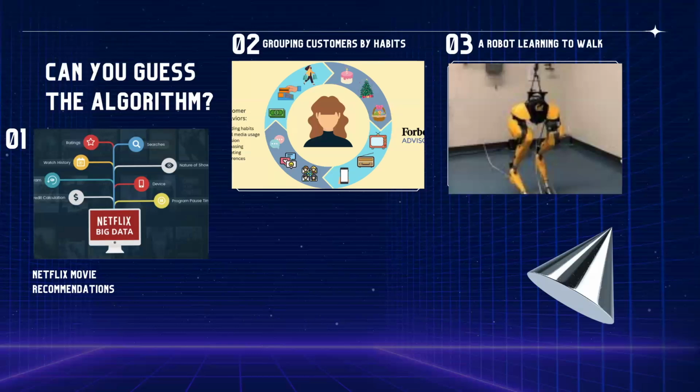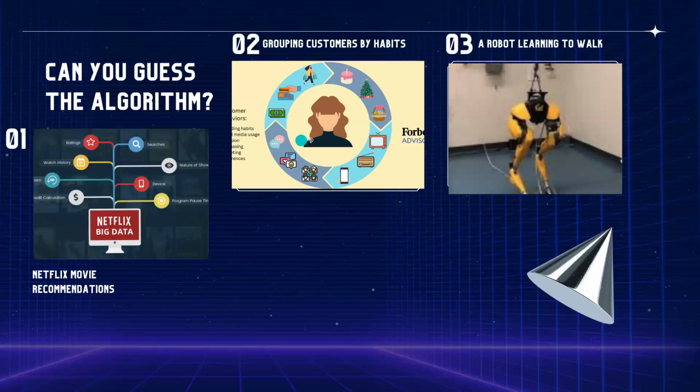Okay, so let's jump into this mini game. All right, example one. You guys see the Netflix big data, right? So Netflix movie recommendations. Who thinks this is supervised learning? Okay, unsupervised. Answers: Netflix actually uses a mix. It uses supervised algorithms to predict the ratings you'd give a movie and unsupervised methods to group similar users together.